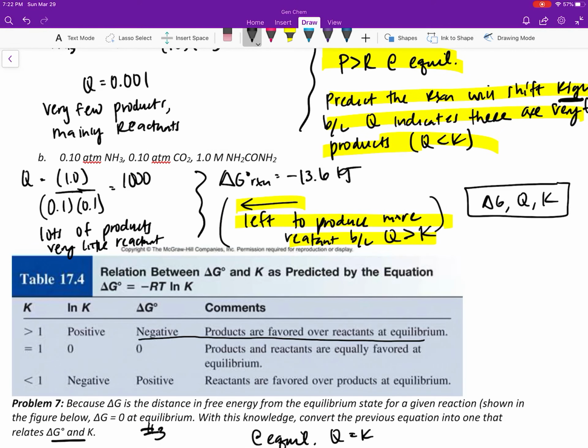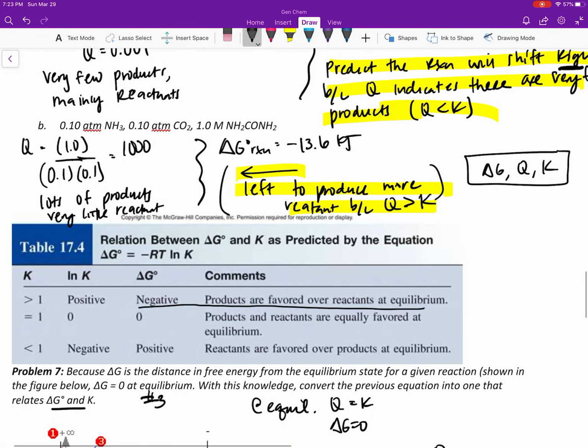When we looked at Q in the second set, it was 1,000, so it was much greater than the previous scenario. It's also greater than K when K is equal to 1, so it's going to suggest that there are too many products around, and the reaction is now going to shift back to the left to bring the equation back to balance, because the delta G of reaction is still negative, suggesting that while products are favored, it's going to shift back to the left because there needs to be a balance between the reactants and products.